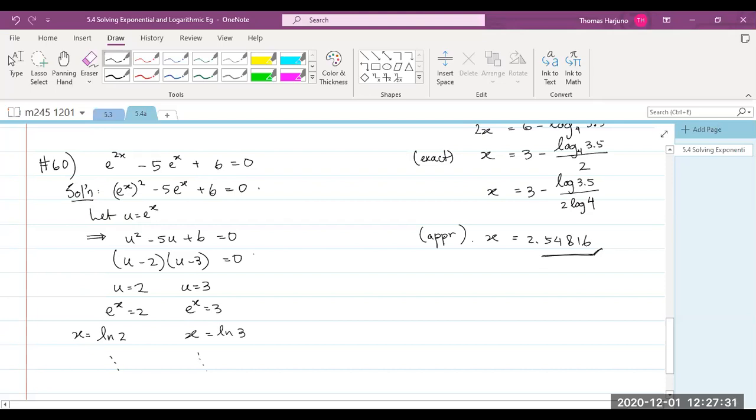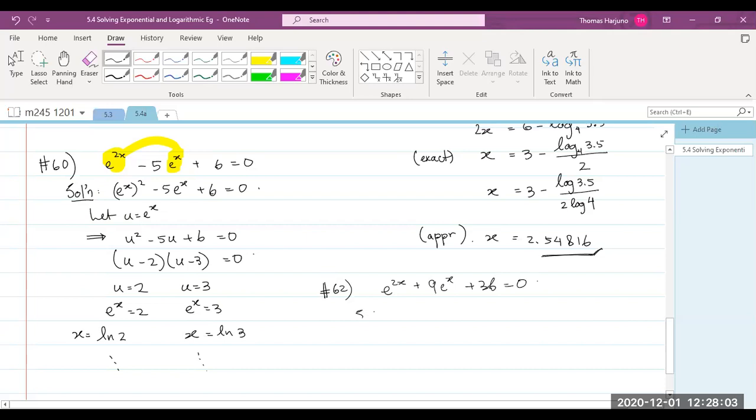Because I want to show you that the first term in this question here is the square of the second term, the square of the second term with the negative 5. Now, number 62, however, gives no solution for the following reason. e to the 2x plus 9e to the x plus 36 equals 0.